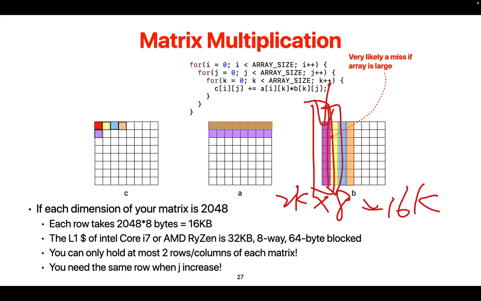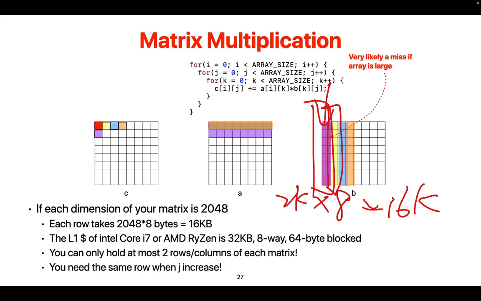And the L1 cache for the Intel Core i7 processor and the Ryzen processor is 32 kilobytes, 8-way. But for these cases, it's not about conflict misses anymore, it's about capacity misses. Because each row and each column is going to be 16k, and no matter how you reorganize it, your whole cache will require more than 32k to hold everything. So you will see a lot of cache misses once your dimension grows.